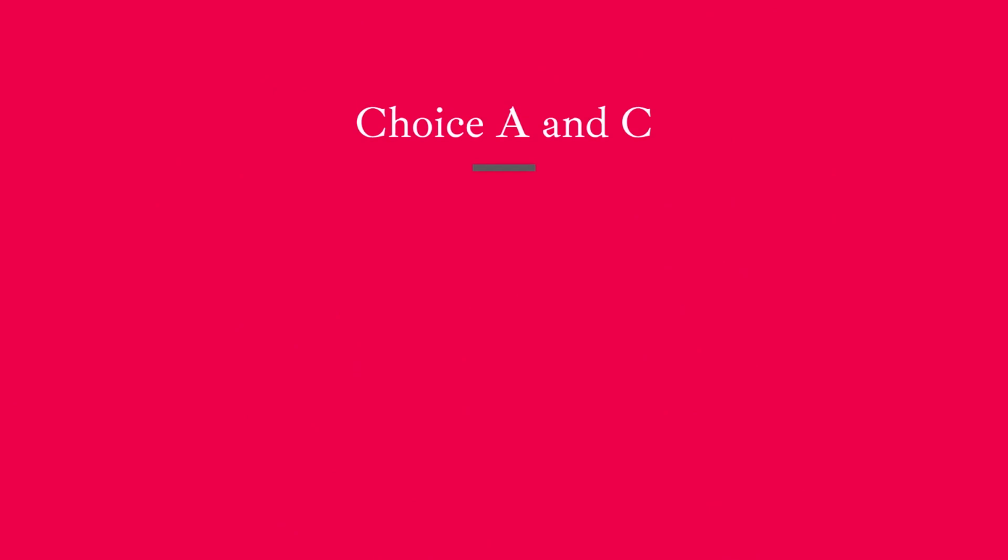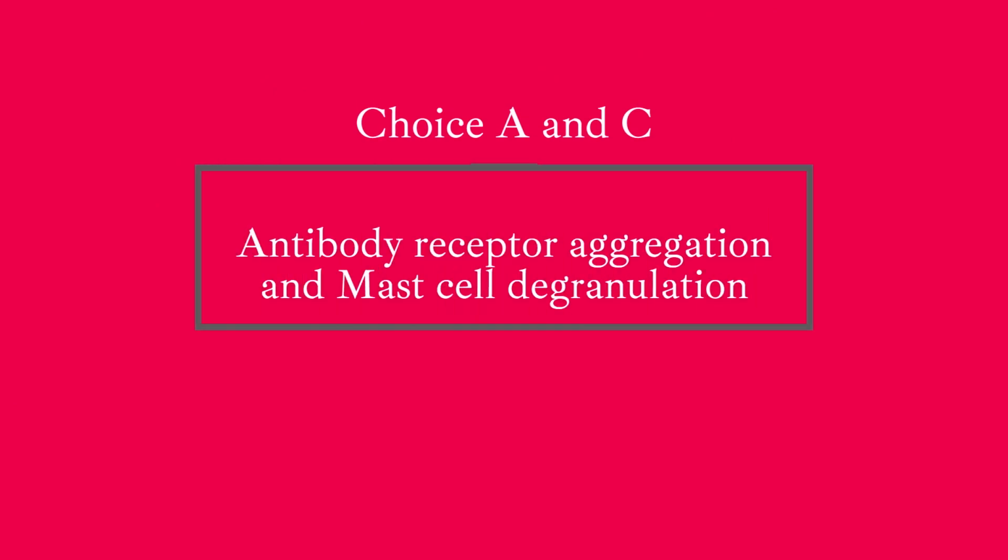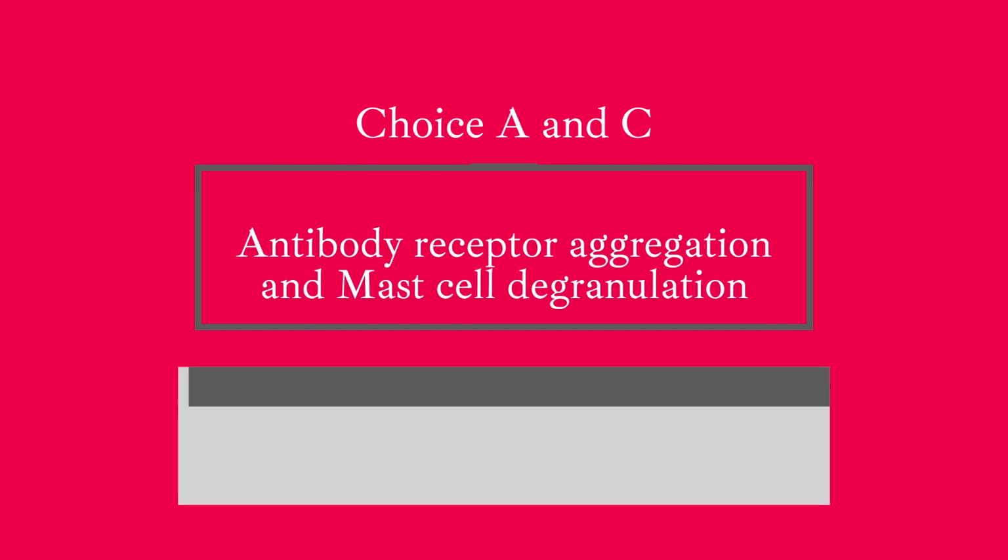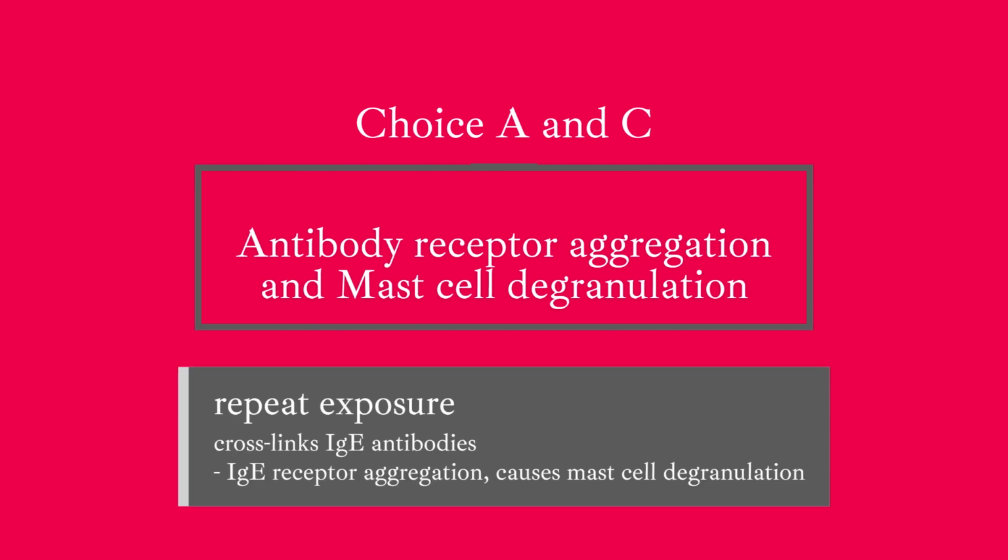Choice A and C, which are antibody receptor aggregation and mast cell degranulation, cannot be the answer because repeat exposure to the inhaled antigens, like on subsequent visits to the farm, will cross-link IgE antibodies on the surface of the mast cells, leading to IgE receptor aggregation, which causes mast cell degranulation.